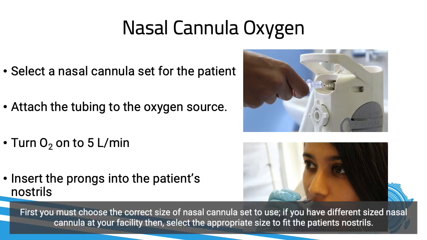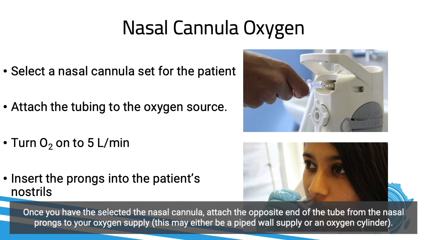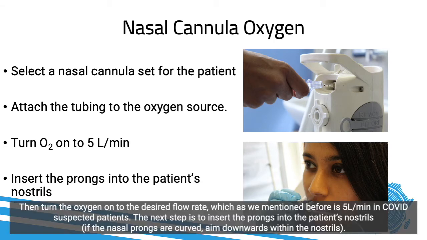First, you must choose the correct size of nasal cannula set to use. If you have different sized nasal cannula at your facility, then select the appropriate size to fit the patient's nostrils. Once you have selected the nasal cannula, attach the opposite end of the tube from the nasal prongs to your oxygen supply. This may either be a piped wall supply or an oxygen cylinder. Then turn the oxygen on to the desired flow rate, which, as we mentioned before, is 5 liters per minute in COVID-suspected patients.